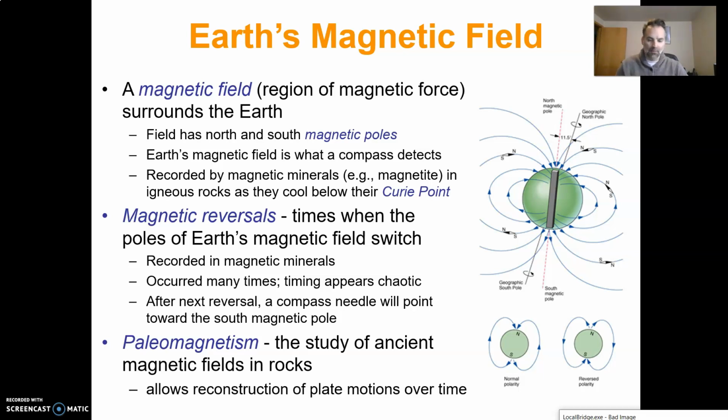We don't know why these magnetic reversals really happen. But the next magnetic reversal, your compass will point toward the south pole, not the north pole anymore. The study of the magnetism of these rocks is a discipline called paleomagnetism, and it's the study of ancient magnetic fields in rocks. You can reconstruct plate motions over time, which is a really interesting field.